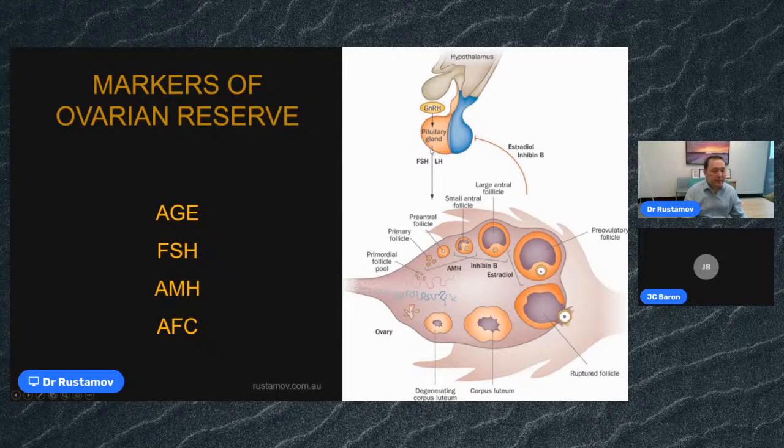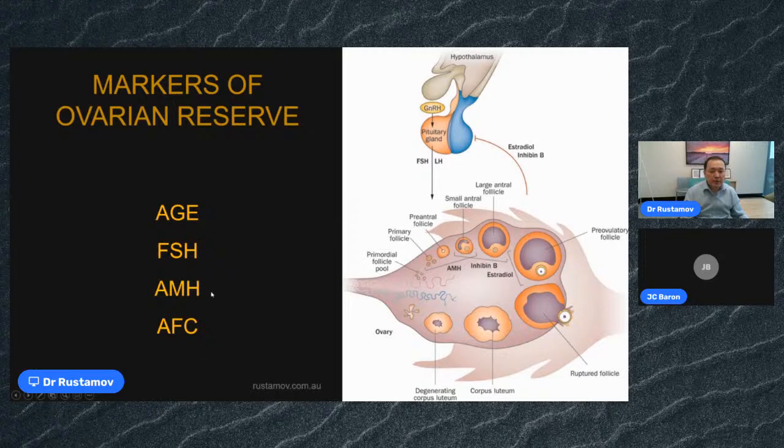So this is an indirect marker. And also FSH is prone to variation during the cycle. So you really have to measure FSH at the beginning of your cycle, day 2 or day 3 of the cycle. If a patient has an irregular menstrual cycle and you end up measuring FSH at the wrong time, it may give false positive or false negative results. But still it can be used as a marker of ovarian reserve.